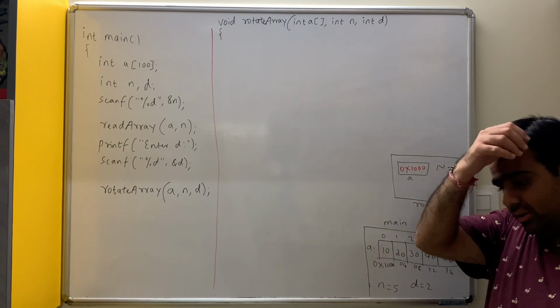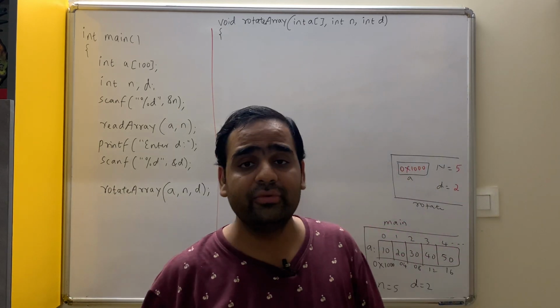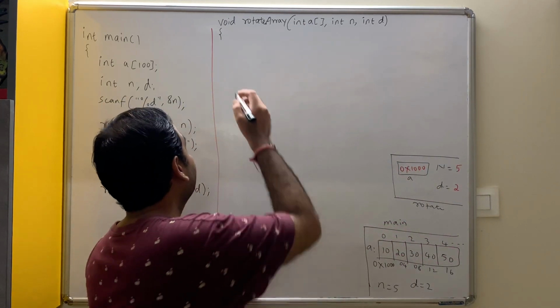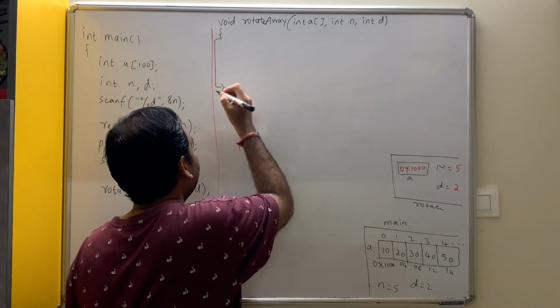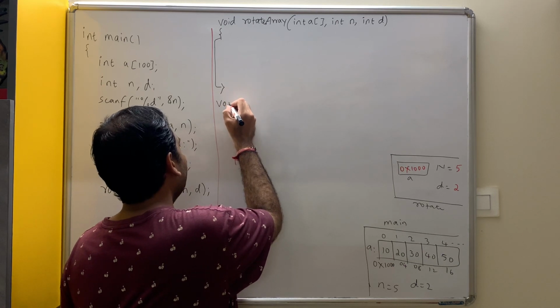Now how do we rotate the array? Already I have said, to rotate the array internally we will call the reverse array function. Is that okay? Already we have written the reverse array function. Let me write that function again, and I am not going to explain.